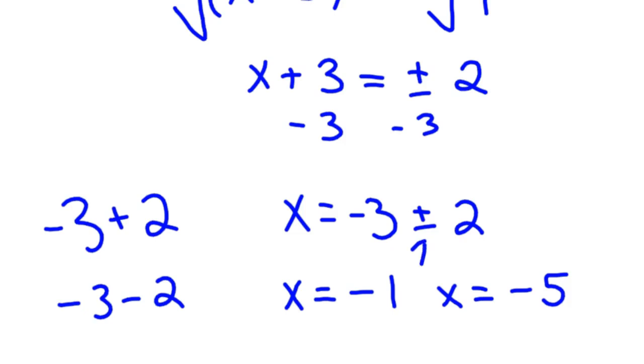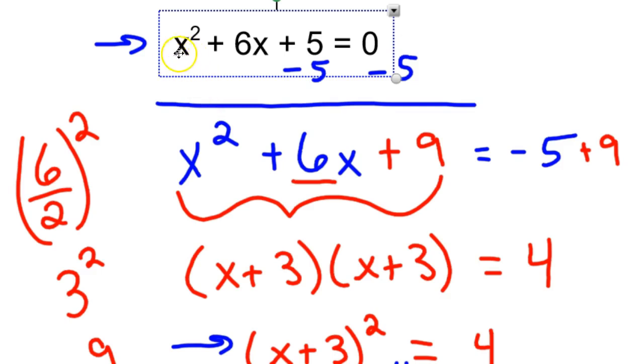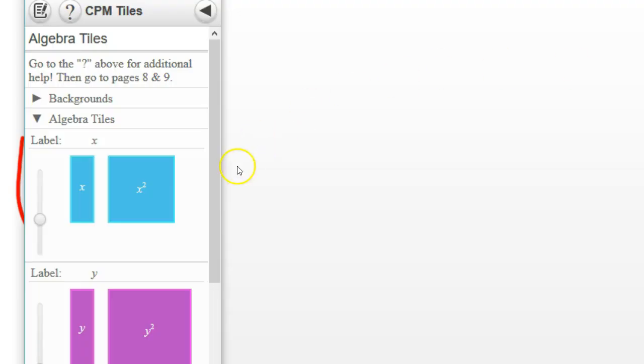This plus or minus tends to be some confusion too. And why that is, that's a different video for a different time. But let's go ahead then and do the algebra tiles now. So first off, x squared plus 6x plus 5. Let's see what that looks like in the algebra tiles.